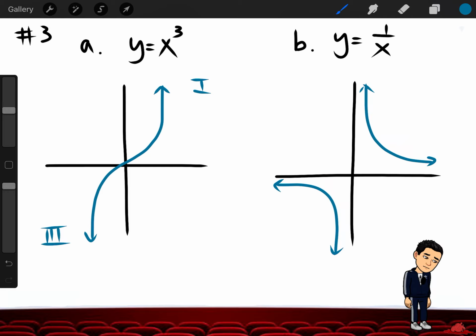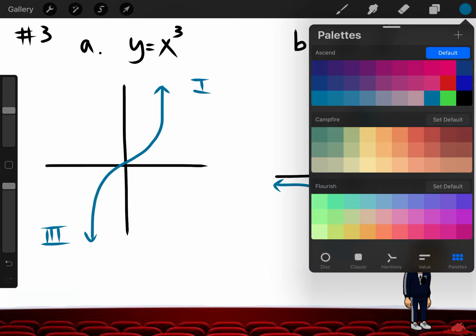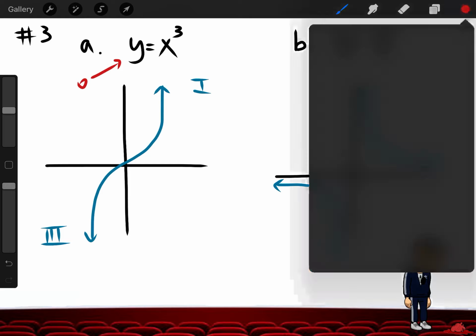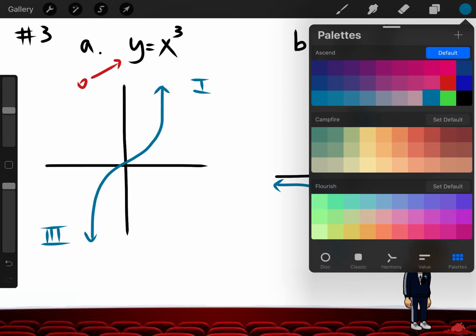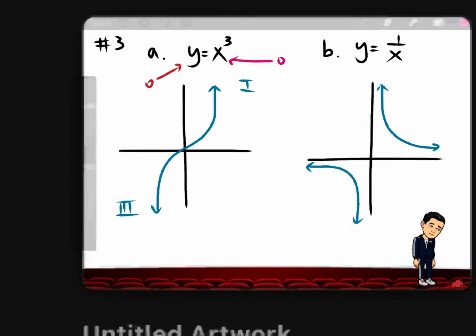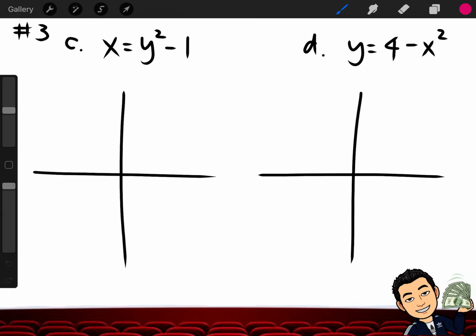You also have to find the x and y intercepts. In order to find the x-intercept, you plug 0 into y. If you want to find the y-intercept, you plug 0 into x. Vice versa. So let's look at the other two.